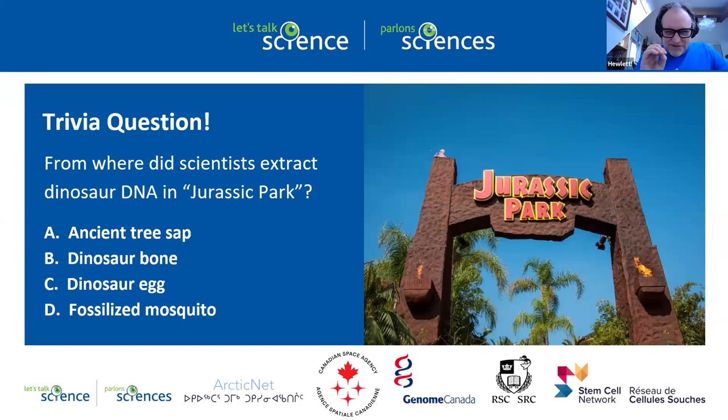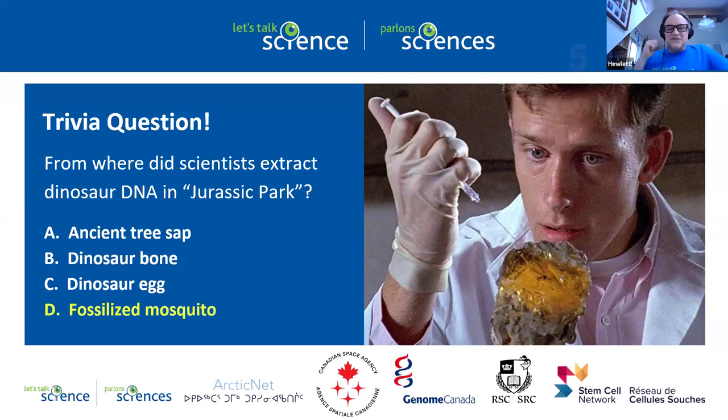The answer will pop up on screen in 25 seconds after I ask this. So the question is, from where did scientists extract dinosaur DNA in Jurassic Park? A, ancient tree sap. B, dinosaur bone. C, dinosaur egg. Or D, fossilized mosquito. Give that a little think. Here we go. And the answer is, according to that sound, I'm assuming, fossilized mosquitoes. If you got that right, give us a thumbs up, emoji us, let us know.